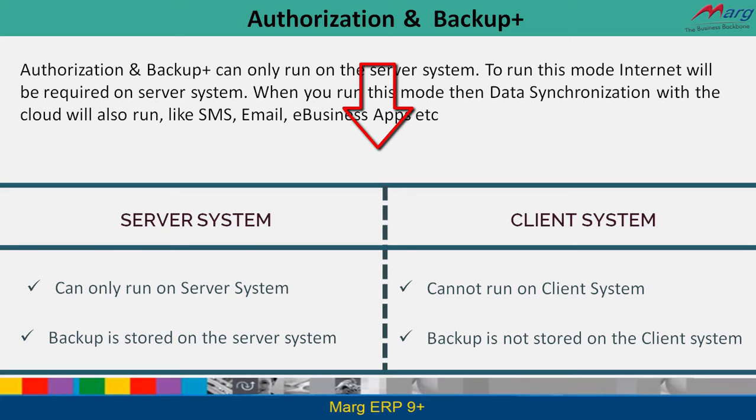Now let's understand the difference of authorization and backup between server system and client system. You can take authorization and backup on the server system. You cannot run authorization and backup on the client system because there is no exception code on the client system. When you run authorization and backup, the backup gets stored on your server system, means on your main system. Backup is not stored on your client system.